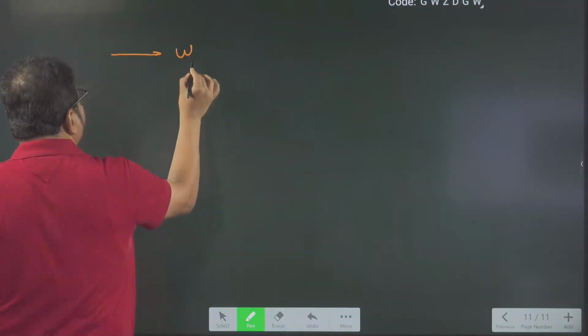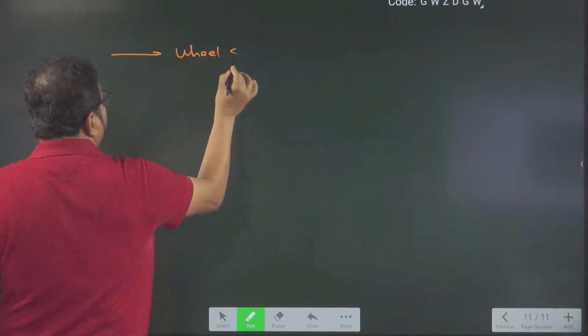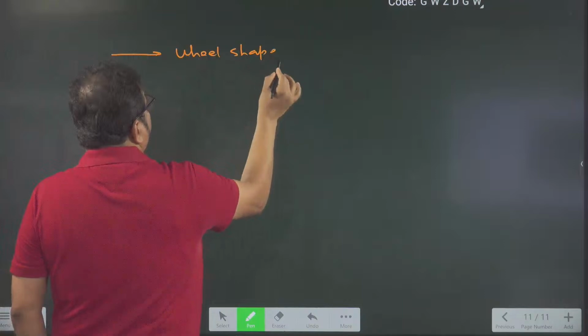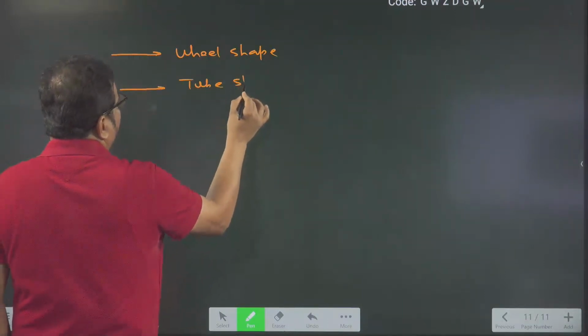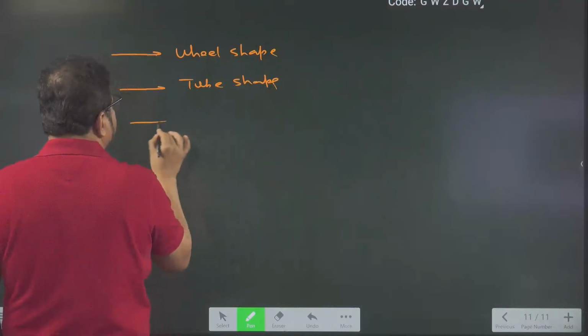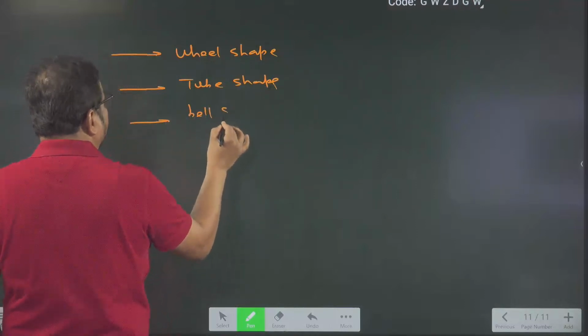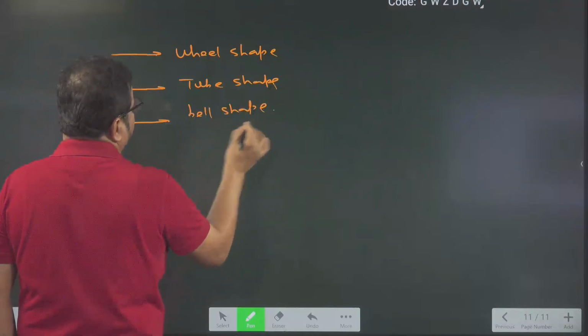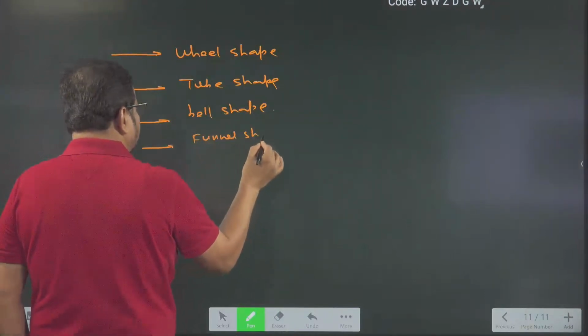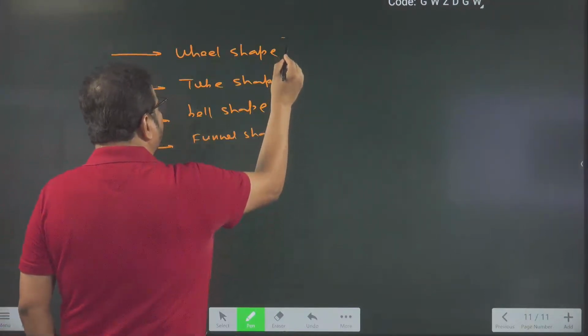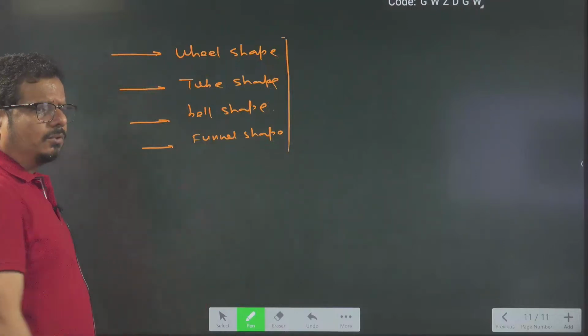Suppose that corolla may be which shape? Wheel shape. Corolla may be which shape? Tube shape. Corolla may be which one? Bell shape. And corolla may be which one? Funnel shape. So there are so many different forms of the shape of the corolla.